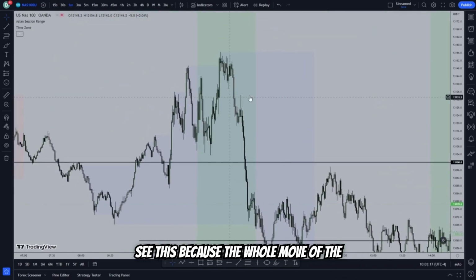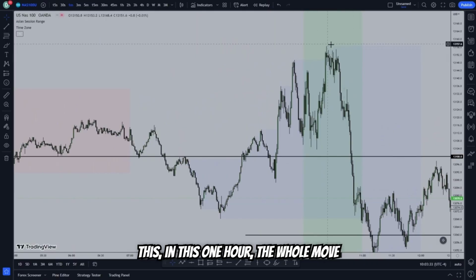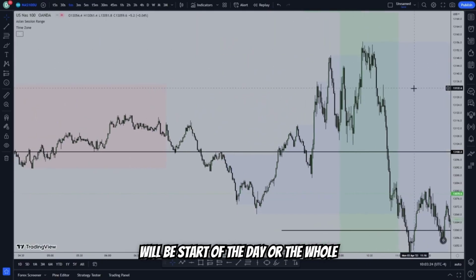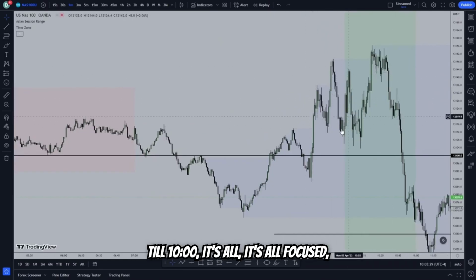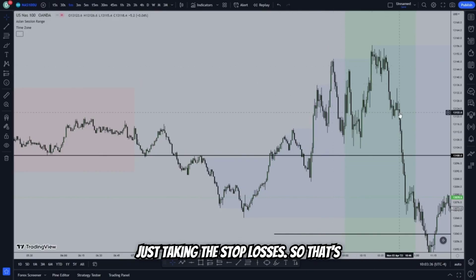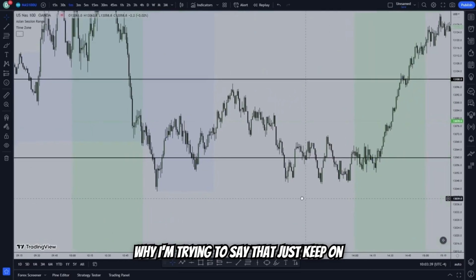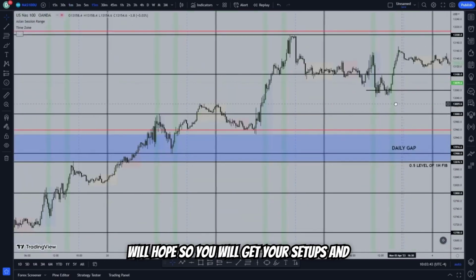See this, the whole move of the day starts from 10 o'clock or 10:30, and within this one hour the whole move of the day will start. But from 9:30 till 10 o'clock it's all hocus pocus, and it's just taking the stop losses. So that's why I'm saying keep on looking into these time zones, and I hope you will get your setups.